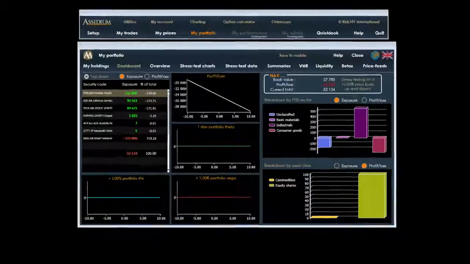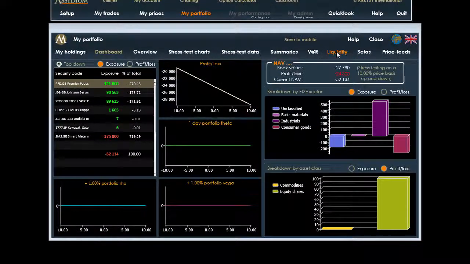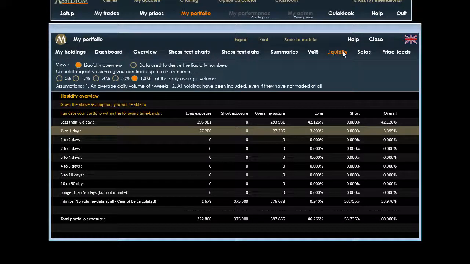This tutorial explains the analytics for the Assidium liquidity output. Liquidity deals with how fast you can trade out of your portfolio. In a volatile market, this can sometimes be tricky and therefore expensive, so this is an important risk element.